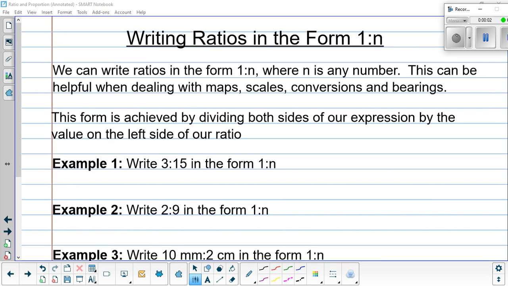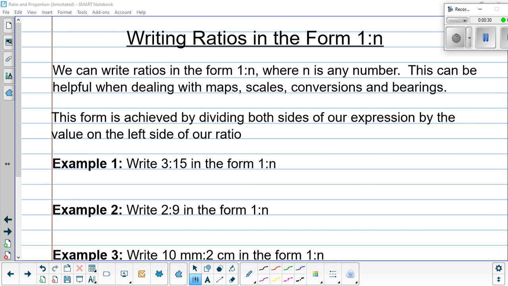So now we want to talk about writing ratios in the form 1 to n. Here, n is just any number that's going to come as a result of making that first number in our ratio 1. Okay, so it doesn't matter what the other value is. It can be a fraction, it can be a decimal. It probably will end up being something rather unpleasant for the most part, based on the fact that we are just dividing. Fine, we don't care.